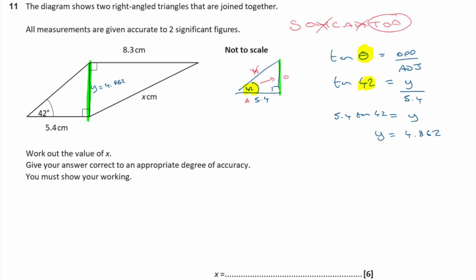Now switching to the other triangle then. So now I know that this is 4.862, and I know this is the x side that I want to find, and this is 8.3. Okay, so this is a right-angled triangle where I know two sides and I want a third side. So this looks like a job for Pythagoras' theorem.